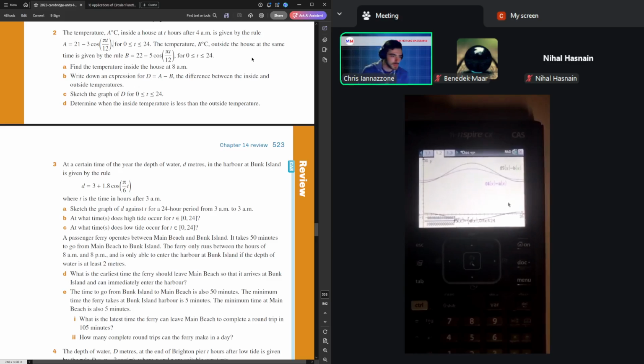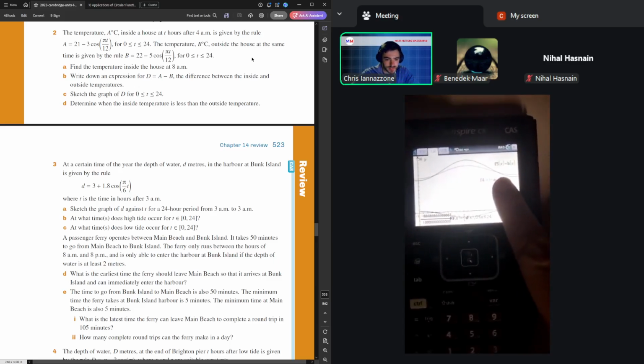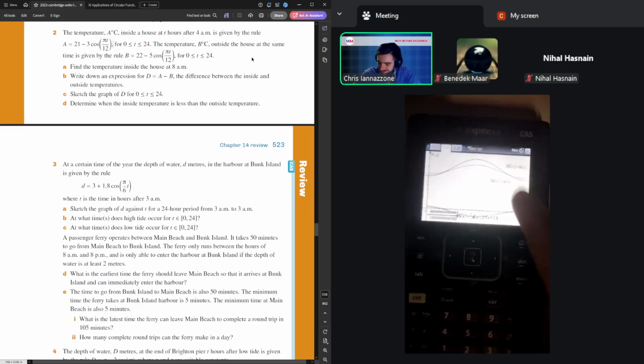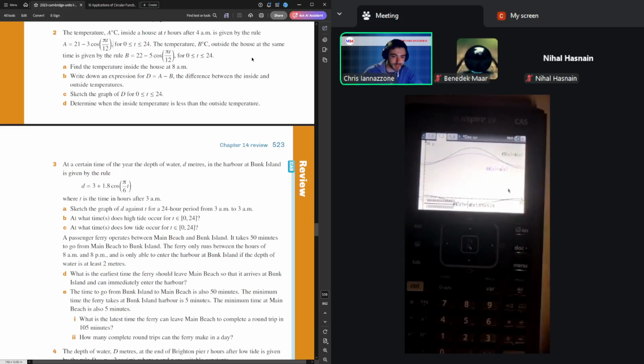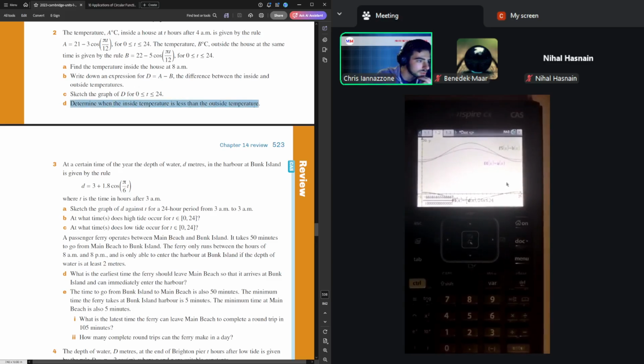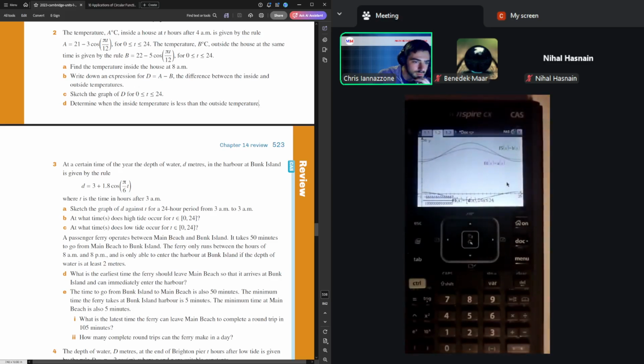Both ways of doing this are perfectly valid. There's no necessarily wrong way to do this. That's what I would have done when I did my exams, so there's no shame in not doing this immediately, but it's good to know both ways. Cool. Now, what does this question actually want us to do? Determine when the inside is less than the outside, so that will be a full time duration.